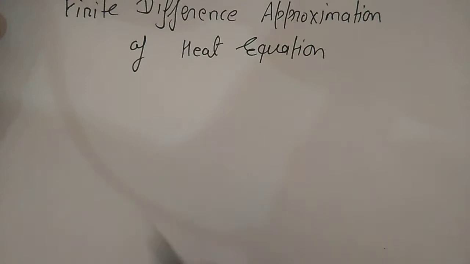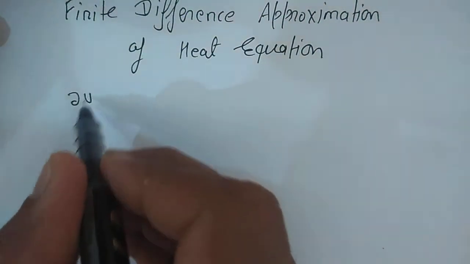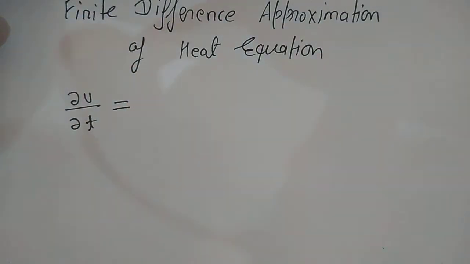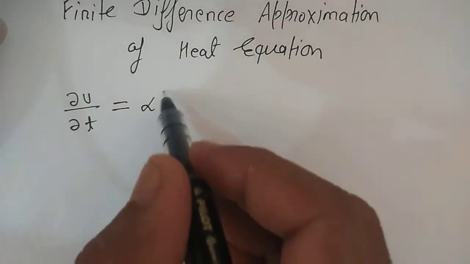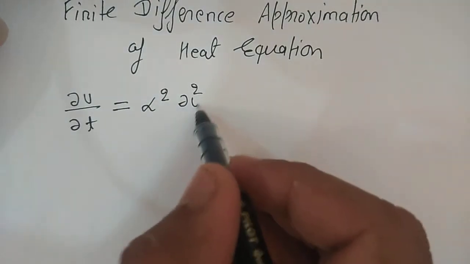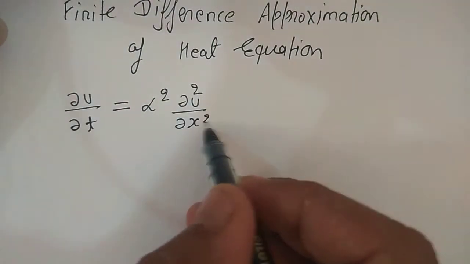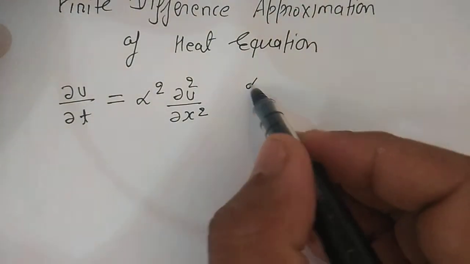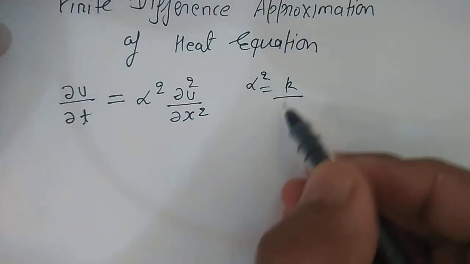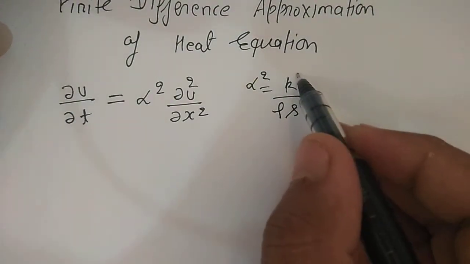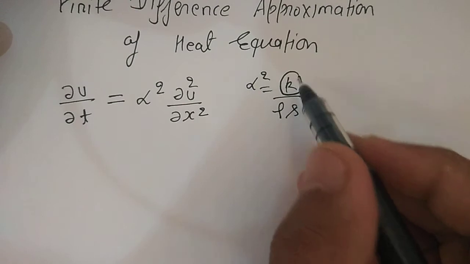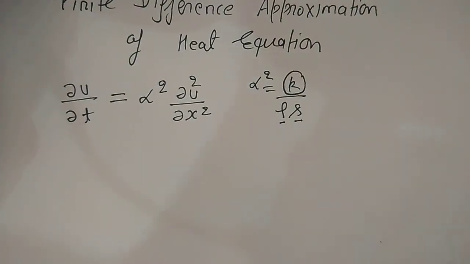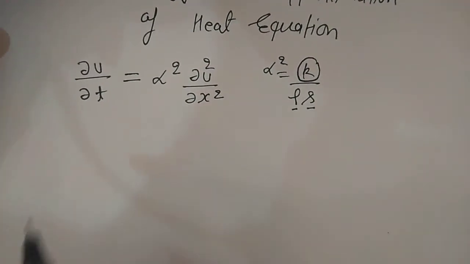So we can write the heat equation: del U by del T equal to alpha square d2U by dx square, where alpha square equal to k upon rho s, where k is the coefficient of conductivity, rho is the density, s is the specific heat. Now let us try to solve this.